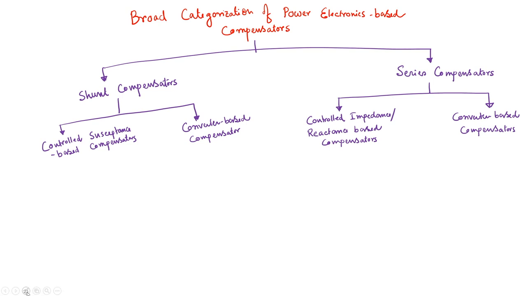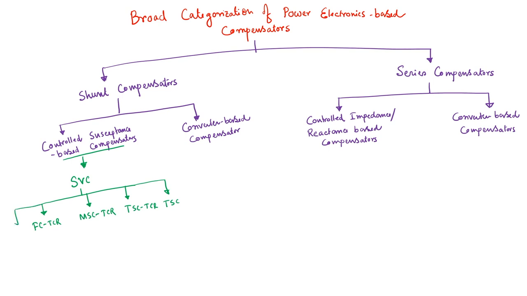Okay. Now, this controlled susceptance based compensators we have already learnt. We called it SVC, and you have seen there are various types of SVC like FC-TCR or MSC-TCR or TSC-TCR and so on. We also have TSC and TCR as well. Okay. So, these are already discussed in the previous modules.